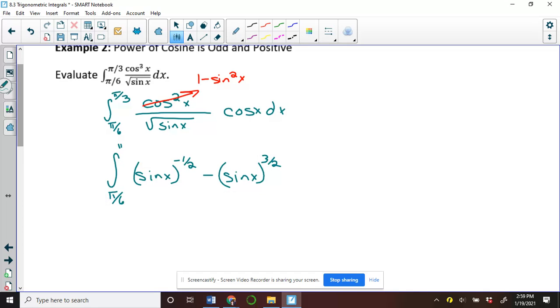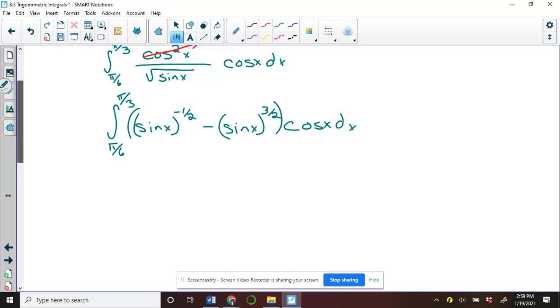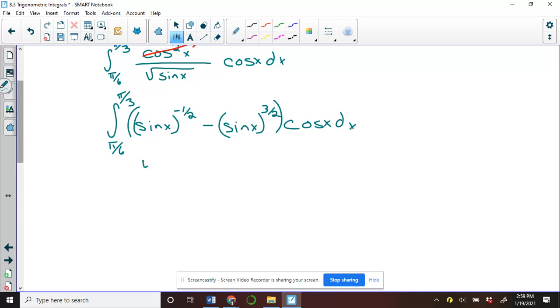This is from pi over 6 to pi over 3 times cosine of x dx, and technically it is encased in a parenthesis because it's distributed to both. Our u sub would be sine of x. Our derivative of u would be cosine of x dx. So we don't need to adjust that piece. We should evaluate sine of x at our endpoints though. Sine of pi over 3 would be root 3 over 2. And sine of pi over 6 would be 1/2.